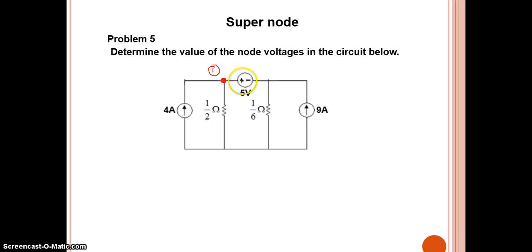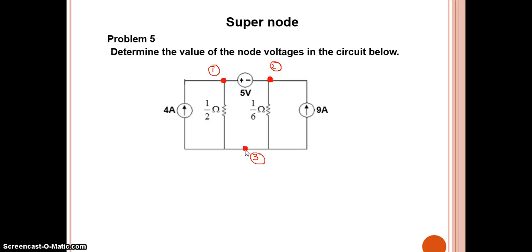Now see here, this 5 volt source, 1 by 6 ohm resistor, and 9 ampere current source all are meeting at this point. So this can be considered as another node. I am marking it as node 2. Now, the 4 ampere, 1 by 2 ohm, 1 by 6 ohm and 9 ampere current source are all connected to the ground. So this bottom can be considered as ground, node number 3.